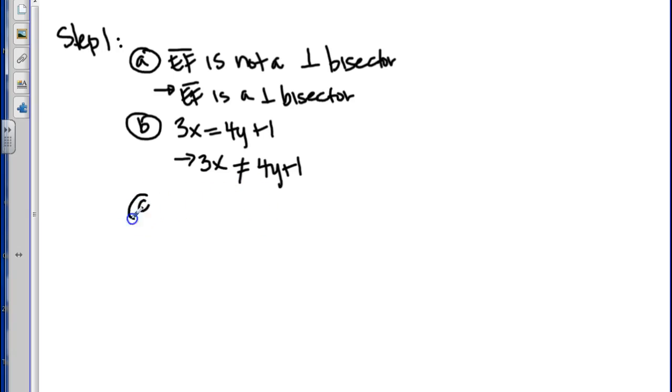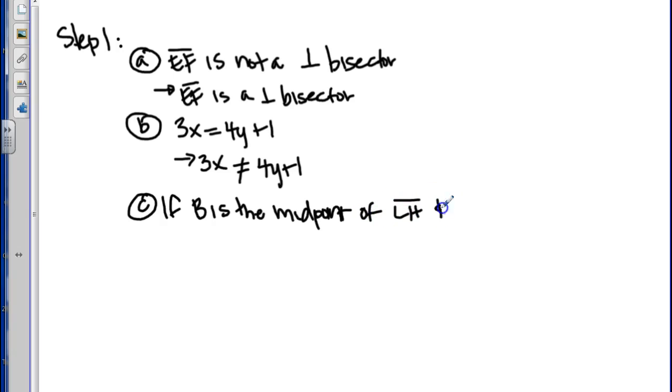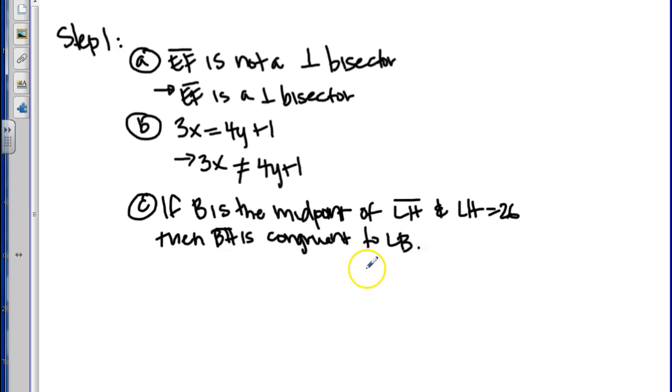All right, then the last one. If B is the midpoint of LH, and LH is 26, then BH is congruent to LB. All right, contradiction. BH is not congruent to LB. I think I said LG, I meant LB.